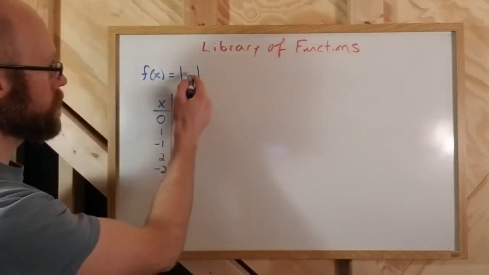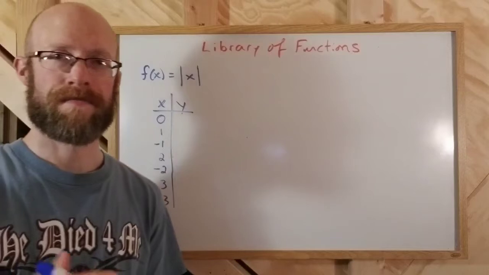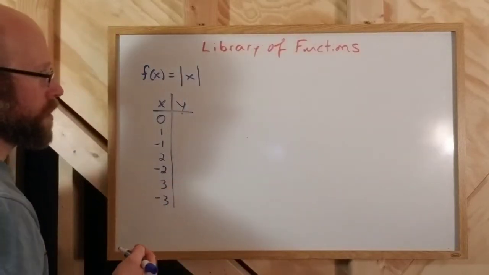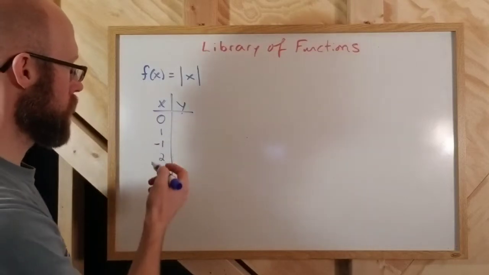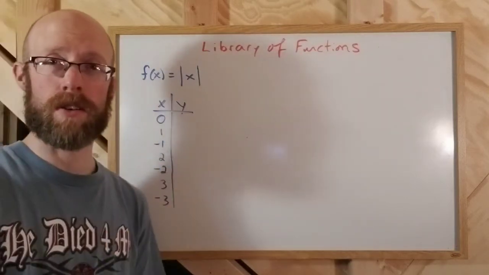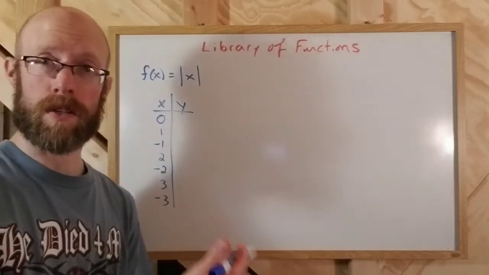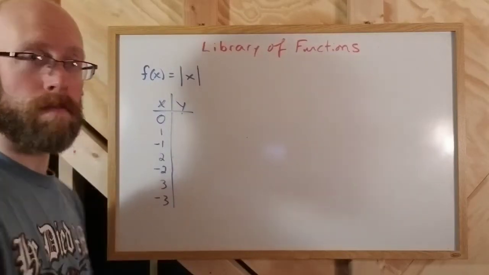Well, the absolute value is a distance. The output is the distance. And of course, every number has a single distance from 0. And so this has to be a function because there's always one output for every input.